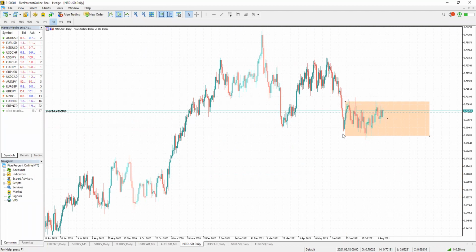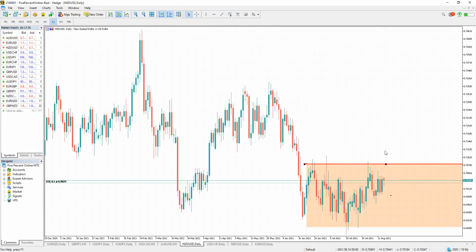So this consolidation will break. I'm quite certain that on Wednesday we will see the break either of these highs, okay, or those levels right there, or the break of the lows, depending on what the announcement is. But if they were really going to increase the rates, unless there's a surprise or something, we should see a break to the upside.